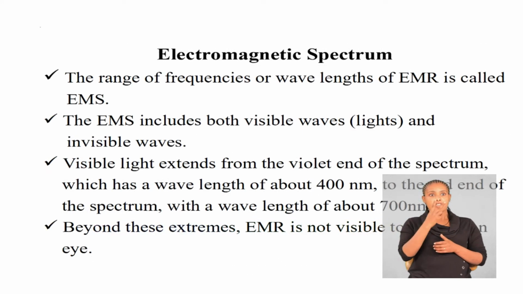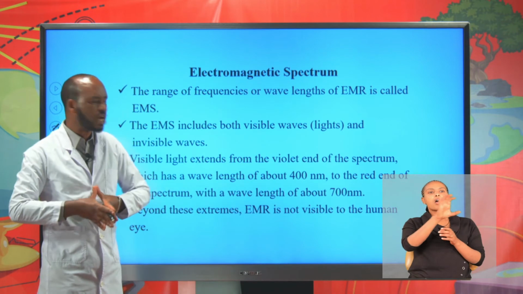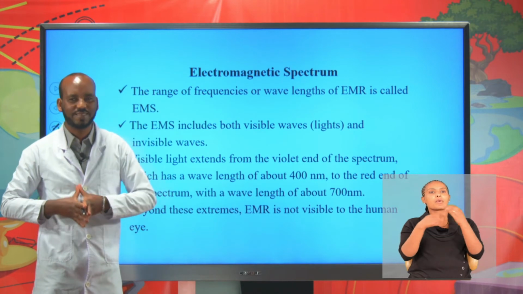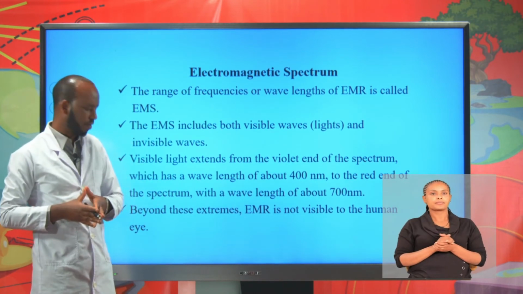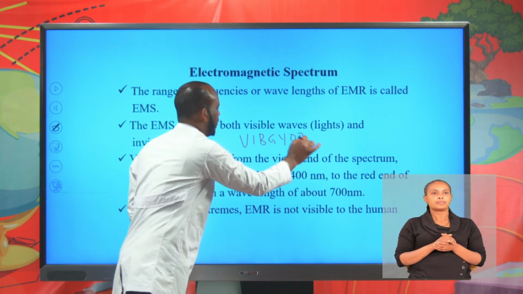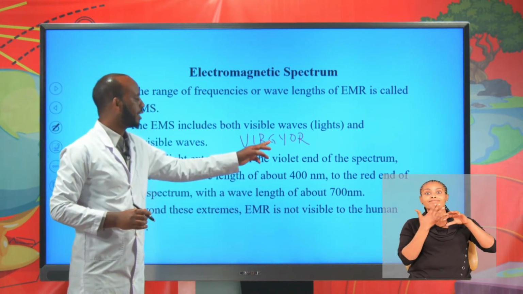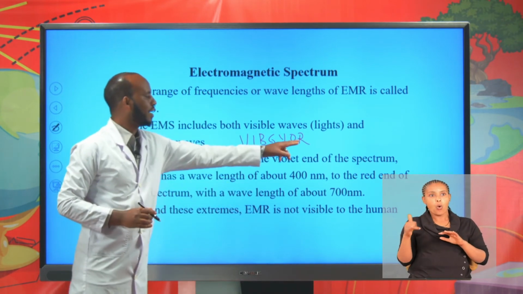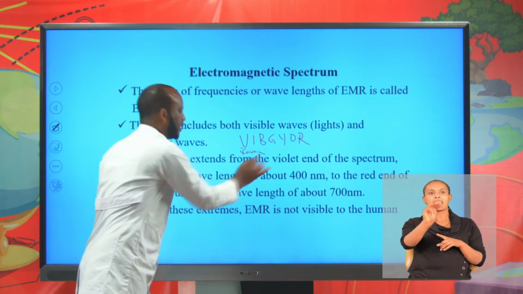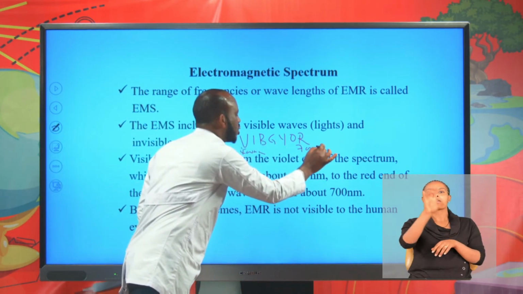Visible light extends from the violet end of the spectrum, which has a wavelength of about 400 nanometers, to the red end of the spectrum with a wavelength of about 700 nanometers. Vibgyor: violet, indigo, blue, green, yellow, orange, red. Violet, wavelength of 400 nanometers. Red having a wavelength of 700 nanometers.